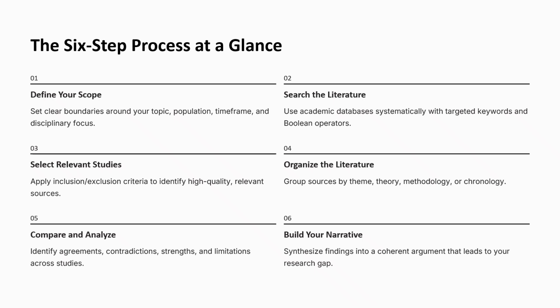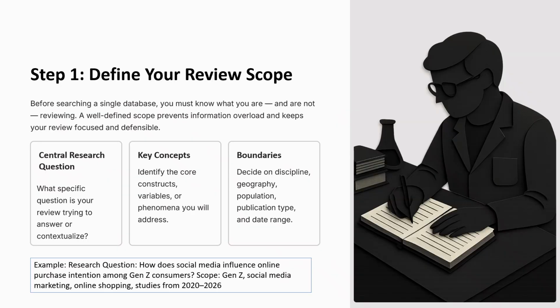Step 1. Define your review scope. Before beginning any literature search, it is important to clearly define the scope of the review. Researchers should identify the central research question they want to explore and determine the key concepts involved. They should also establish clear boundaries, including the population, geographical context, discipline, publication types, and time period to be covered. A focused scope helps prevent information overload and keeps the review manageable and relevant.